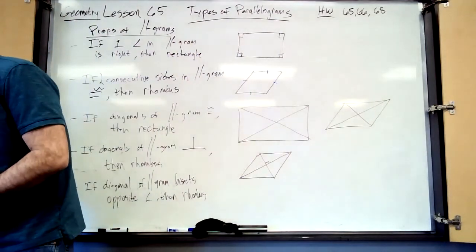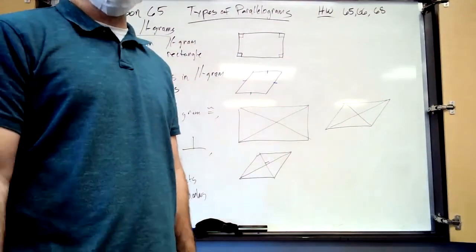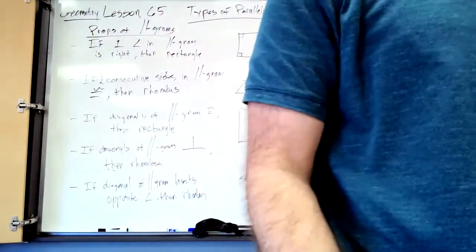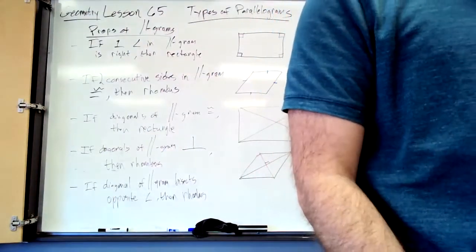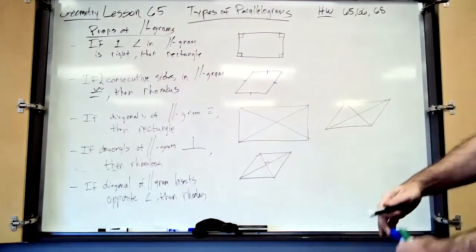All right, and then there's proofs to go along with that, but we're going to skip those. Yay. I don't do proofs. That's lesson 65. How's that feel?